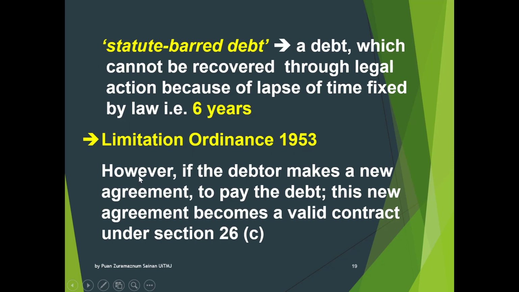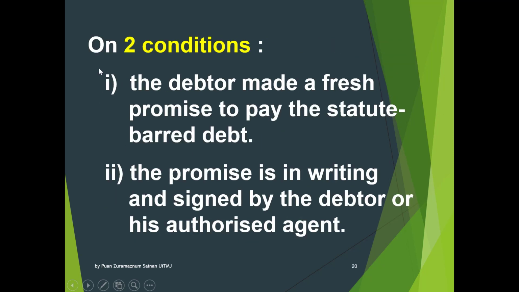1953. However, if the debtor, ni penghutang sendiri, makes a new agreement, the debtor himself makes a new promise to pay the debt, so this new agreement becomes a valid contract under section 26C. This agreement is binding even though without consideration, provided there are two conditions to be met. First, the debtor made a fresh promise to pay the statute barred debt. Second, the promise is in writing and signed by the debtor or his authorized agent.